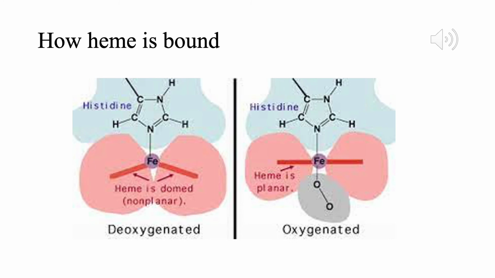How heme is bound. The iron atom of the heme group is attached to the nitrogen atom of the histidine amino acid of the protein. The 4 globular proteins consist of 2 alpha polypeptide chains and 2 beta polypeptide chains. They are attached with the help of hydrogen bonds, ionic bonds, and hydrophobic bonds.